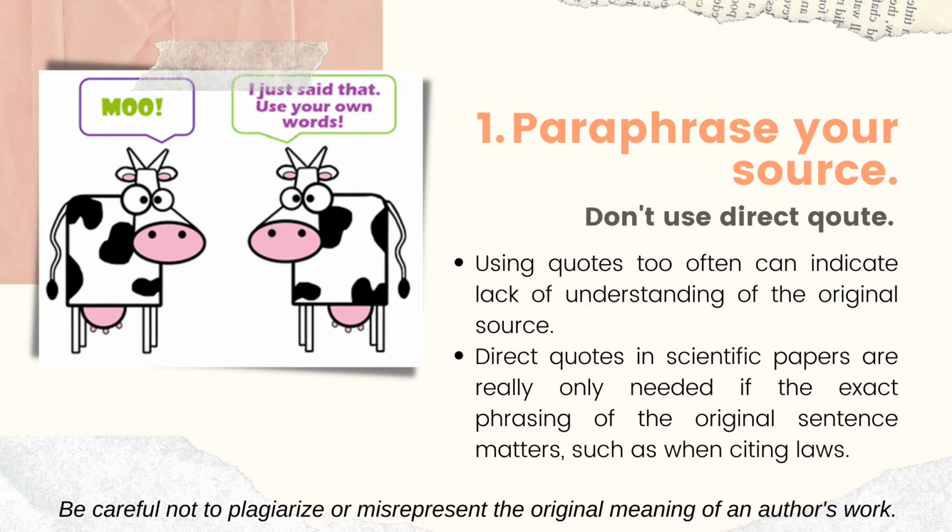Now let's have the key to synthesizing. First is paraphrase your sources. Don't use direct quotes. Scientific articles rarely use direct quotes. Instead, sources are paraphrased, which is considered a high level of writing. Using quotes too often can indicate lack of understanding of the original source. And also, direct quotes in scientific papers are really only needed if the exact phrasing of the original sentence matters, such as when citing laws. Be careful not to plagiarize or misinterpret or misrepresent the original meaning of an author's work.